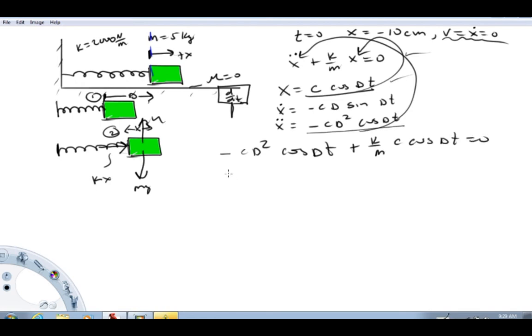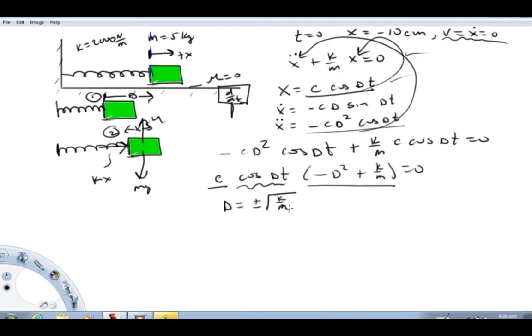We can factor a c cosine dt out. We're left with minus d squared plus k over m equals 0. We can't allow c to be 0 because if it were, our solution is just gone. We're down to the trivial solution. So this expression right here is the only possibility. We solve that for d. We get d equals plus or minus root k over m.